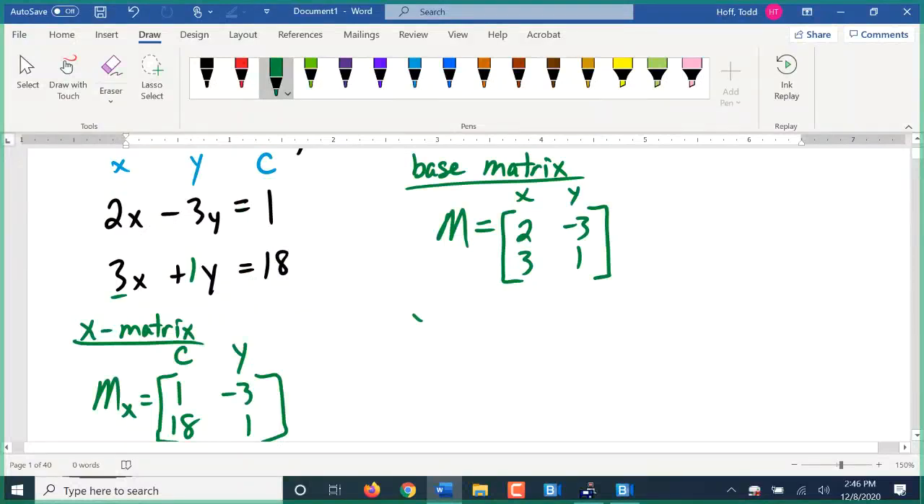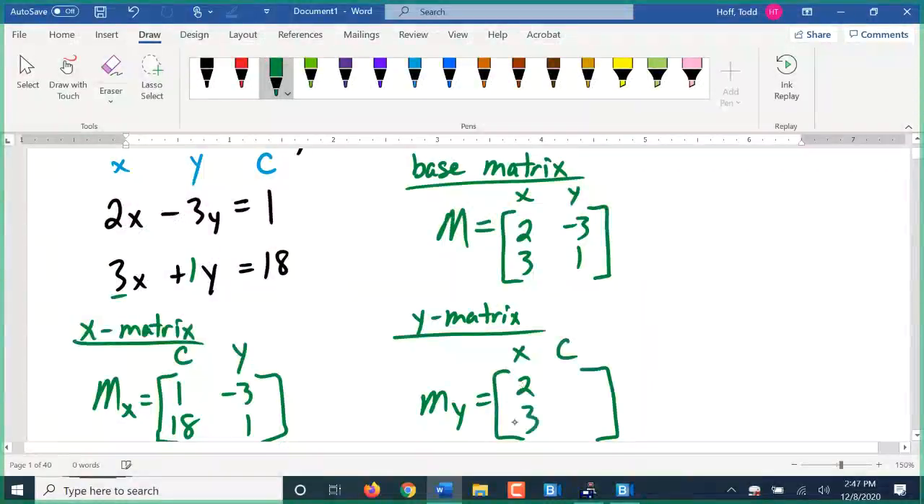And then Cramer also defined a Y matrix, denoted as M with a little Y by it. In the Y matrix, we go back to the base matrix X and Y, and we replace the Y column with the constants. So the X column is back to being the 2 and the 3. And the second column is the 1 and 18. So these are the matrices that describe this system of equations and their solution. Well, how do we get to the solution? Well, step one, obviously, is to create the matrices.